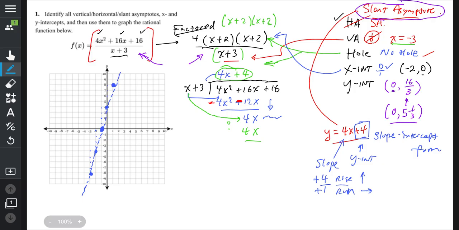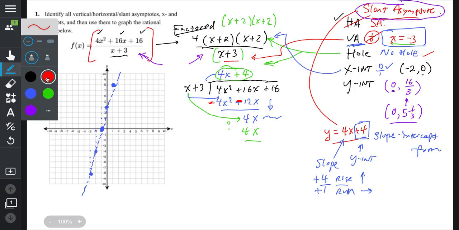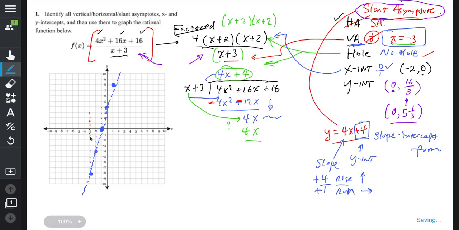Let's plot the other asymptote, which is our vertical asymptote, which we discovered is at x equals negative 3. Okay, so I'm going to do that in red. It's a vertical asymptote right at x equals negative 3.